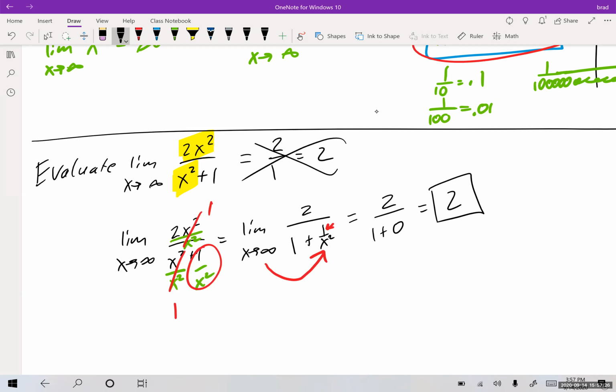Okay, so that's how you can work with rational functions. With rational functions, this idea of dividing by the largest power in the denominator, the dominating term, can really help us clean it up instead of just using our memorized rules from pre-calculus. Okay, so let's take a look at another problem.